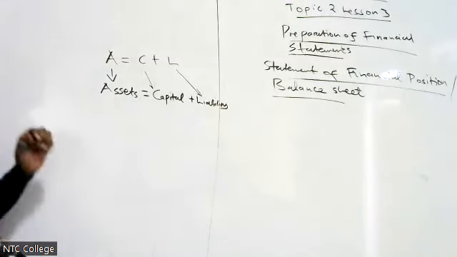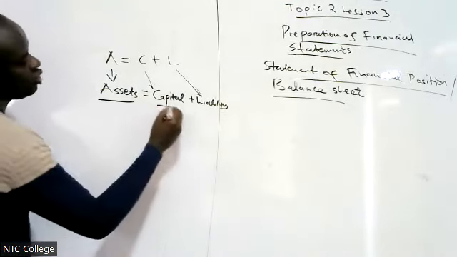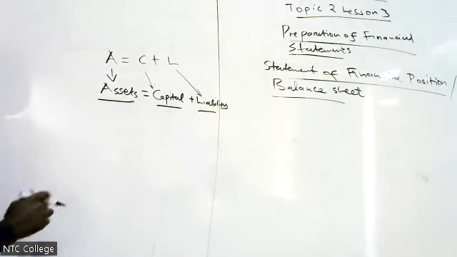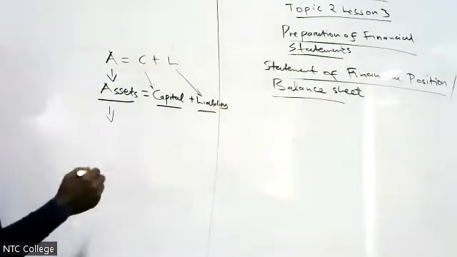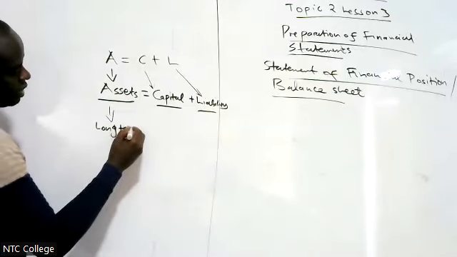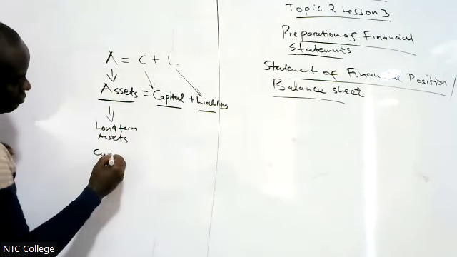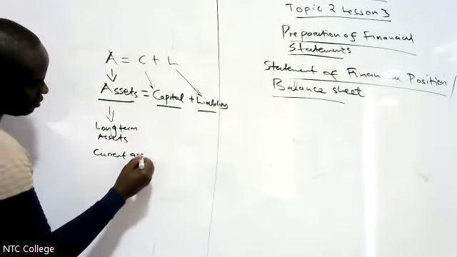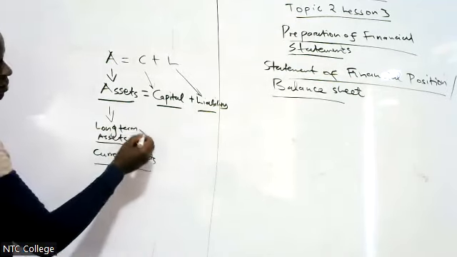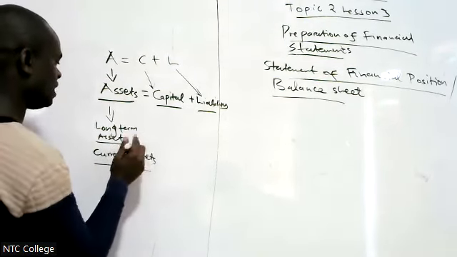So in our statement of financial position or balance sheet, these are the key things that you have to include. These are the only 3 items that you have to be there. And then when you talk about assets, we have 2 types of assets. We have long-term assets, and current assets. Those are the major classes of assets that we have. And then long-term assets, we also call them non-current. This is also called non-current assets.